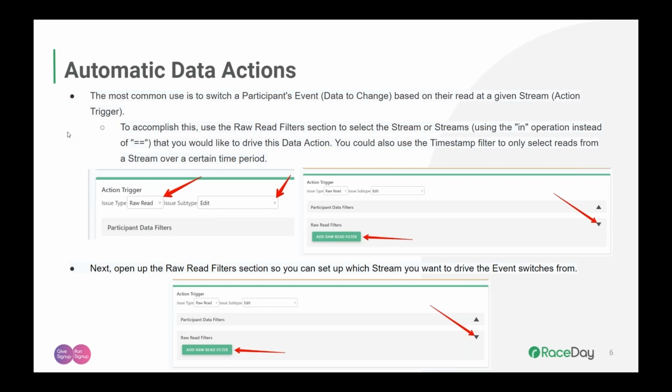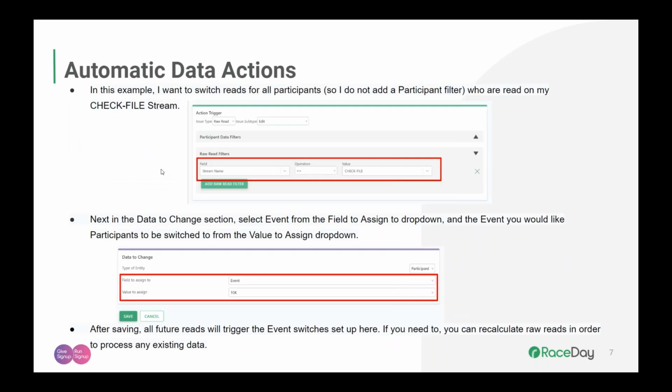that's, whatever, 200 yards down on the 5K course, but it's not on the half marathon course. If someone hits this mat, then they move over into the 5K. And so you can say, field stream name equals check file, and we want to change their event. It looks like I changed it, sorry. Instead of 5K, I used 10K in this example. So the field assignment of event, the value will be assigned 10K.